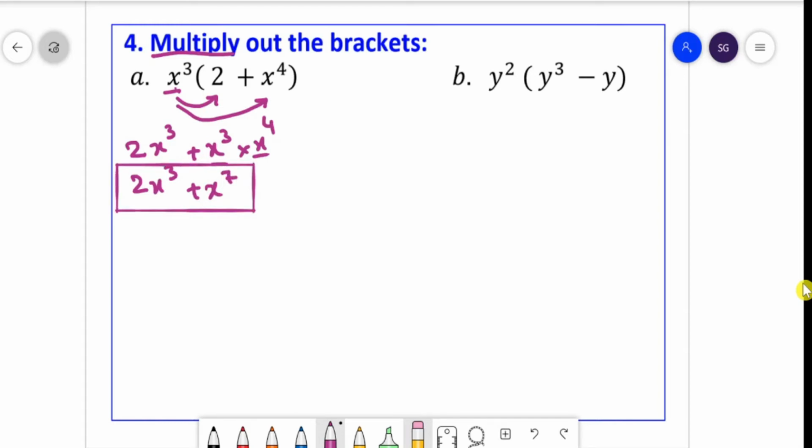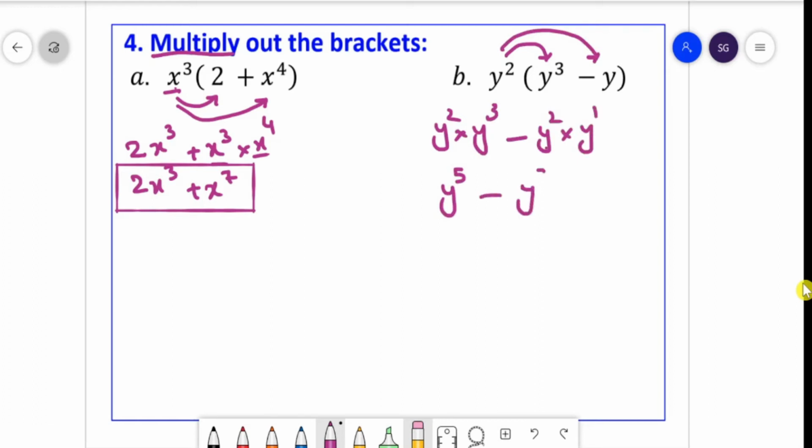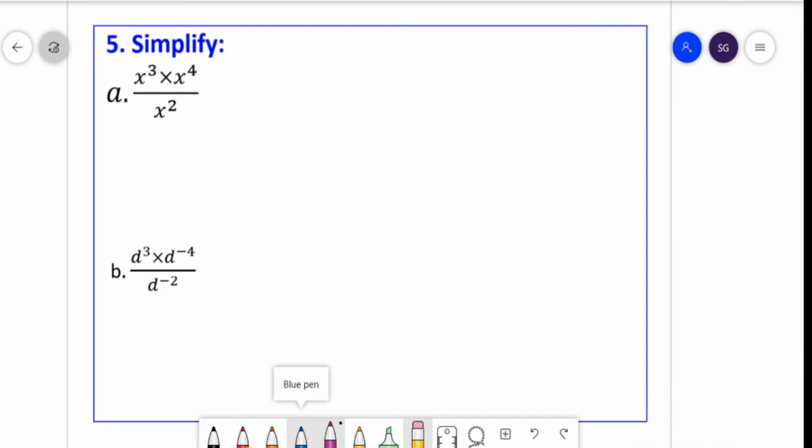Similarly, we have y squared and y cubed multiplied, same bases multiplied. You have to add their powers, and then y squared times y with a negative, y squared times y, again same bases multiplied, you add their powers, so that's y cubed, and the final answer is y power 5 minus y power 3.